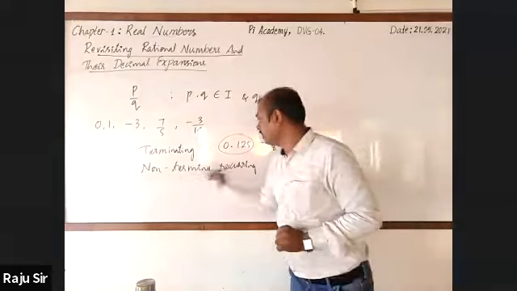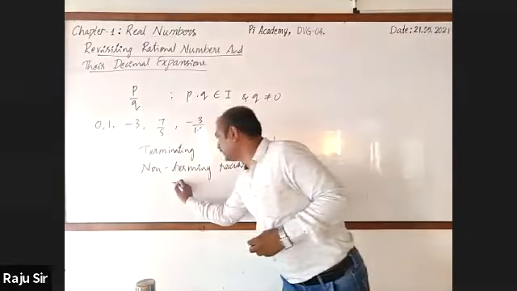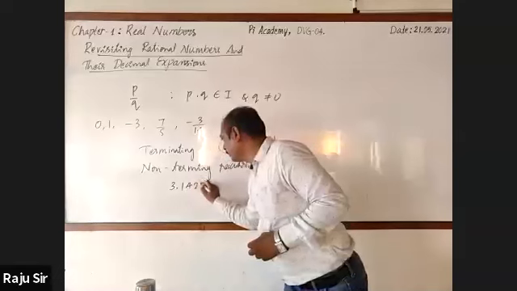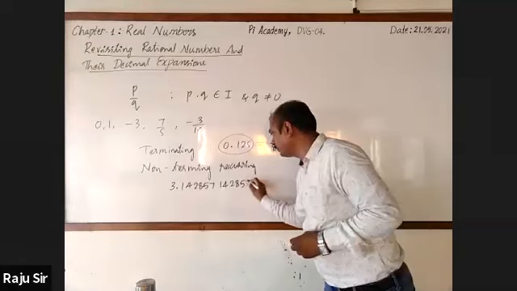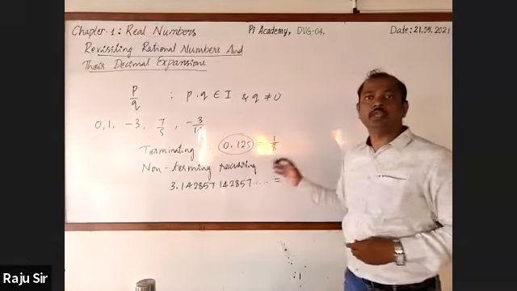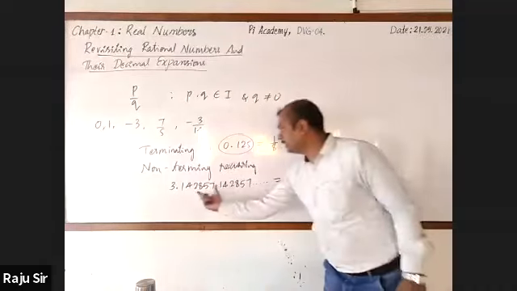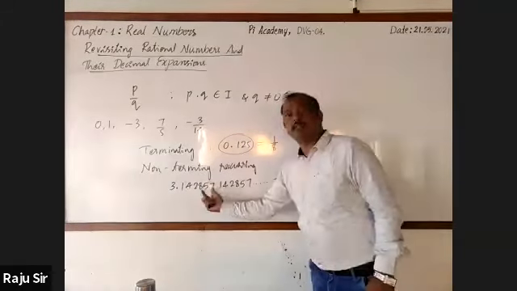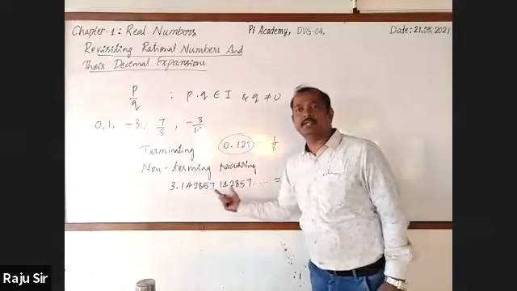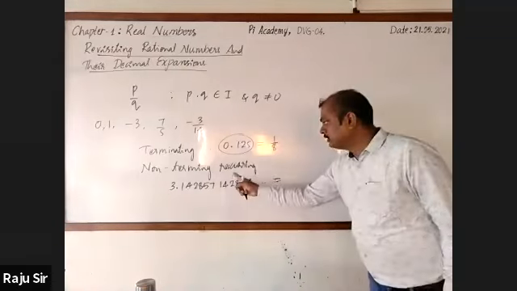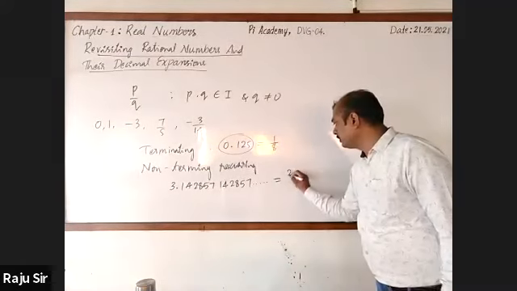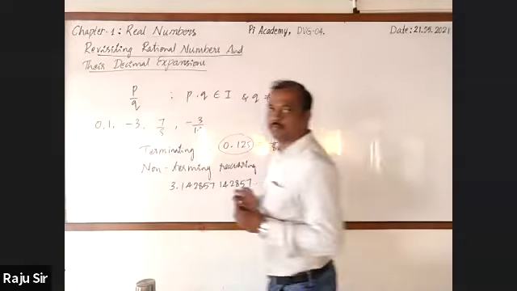Whereas non-terminating recurring, I'll take this example, 3.142857142857. See that here 142857 is being repeated. It is the repeating block. There is no end at all. It is non-terminating. And this is a recurring part, a repeating part. And this is the decimal expansion of 22 by 7.